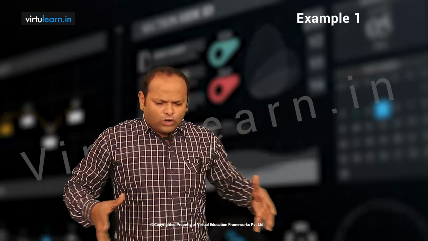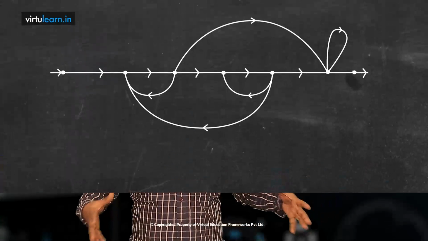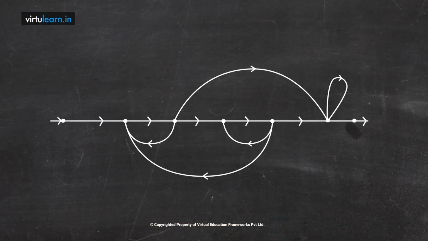Now look at this example. I have a signal flow graph with nodes. I am assuming this first node is R and the last node is C, the input node and output node, and in between we have nodes x1 to x7. For all these nodes we have connections available. For this signal flow graph, I want to find the overall transfer function. Let us see how to find it.